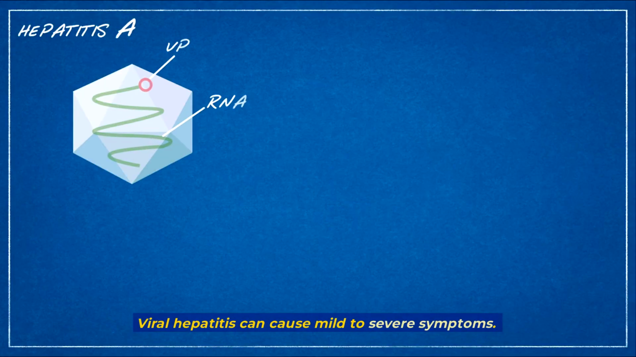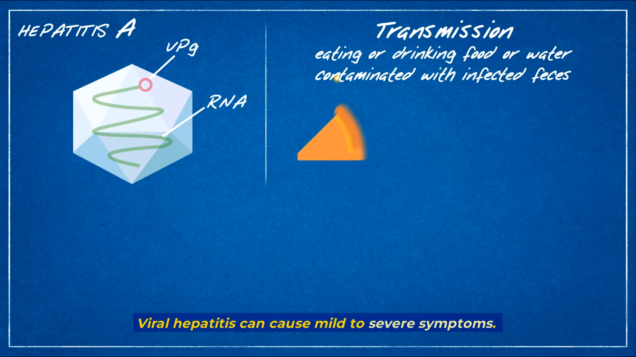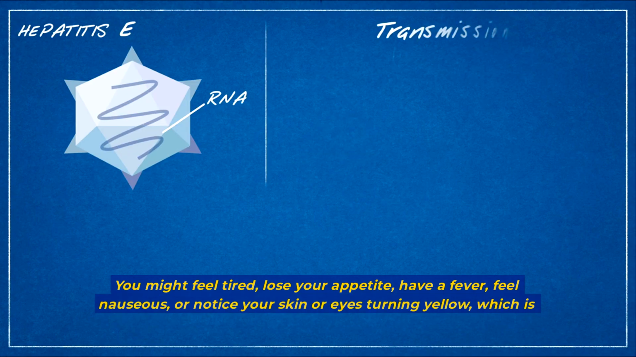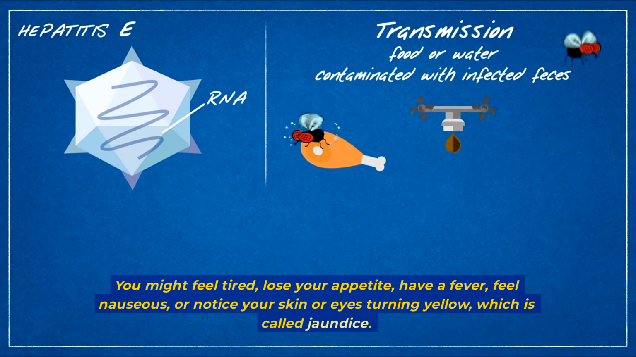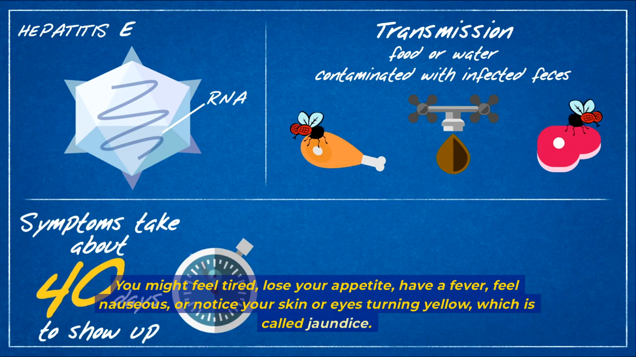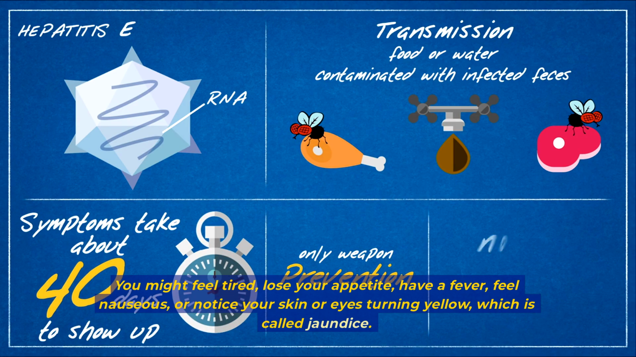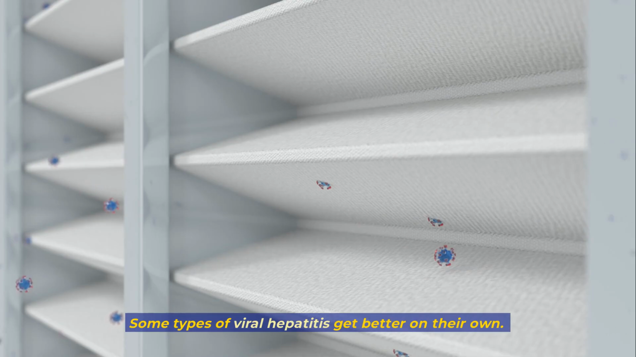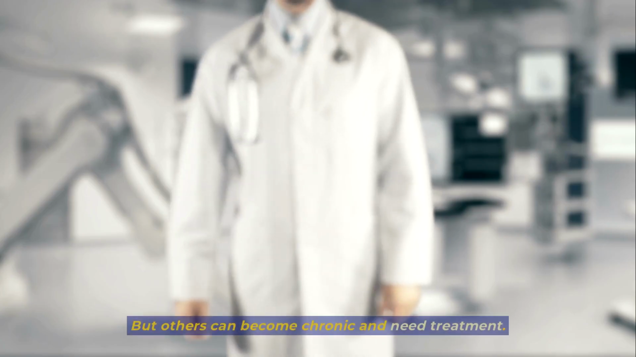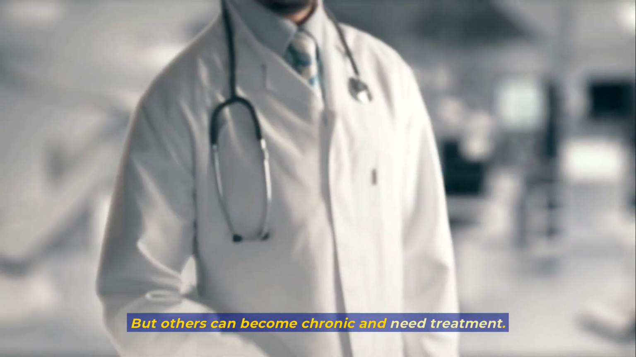Viral hepatitis can cause mild to severe symptoms. You might feel tired, lose your appetite, have a fever, feel nauseous, or notice your skin or eyes turning yellow, which is called jaundice. Some types of viral hepatitis get better on their own. But others can become chronic and need treatment.